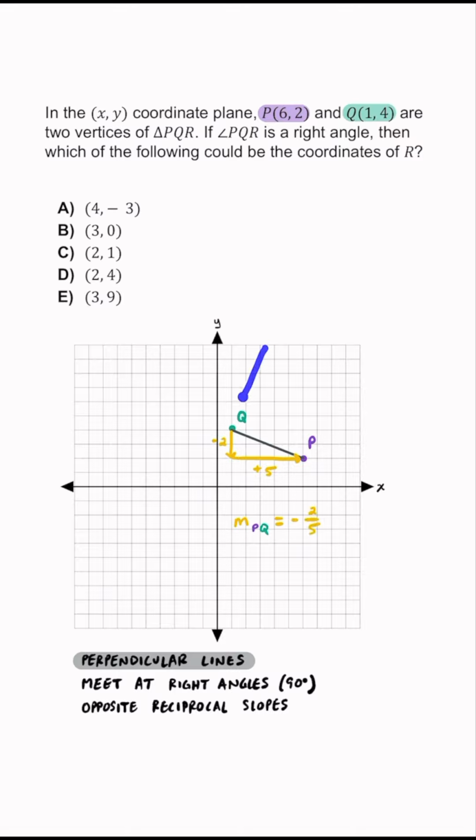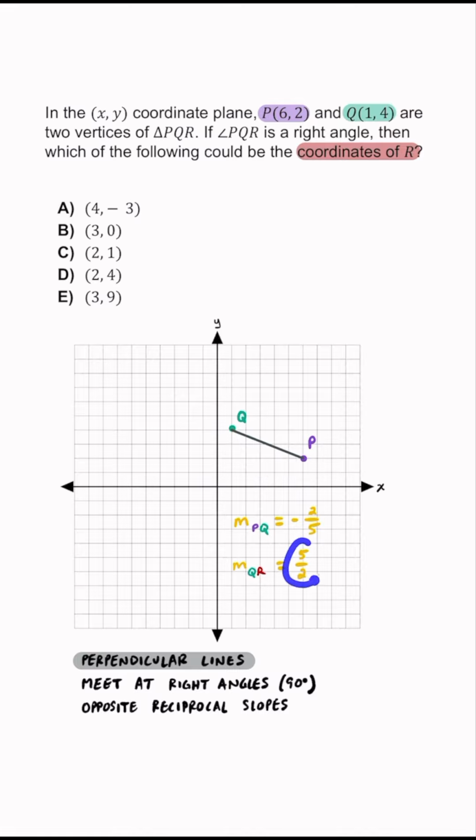If we know that R is going to lie somewhere along this line that's going to be perpendicular to PQ, then it must have the opposite reciprocal slope to the slope that we just found. While we don't know the exact coordinates of R just yet, we do know the slope of segment QR must be the opposite reciprocal of this negative 2/5. So the opposite would be positive 2 over 5, but the reciprocal would be positive 5 over 2. These two slopes are opposite reciprocals. Now we have a lot more information to find the coordinates of R.